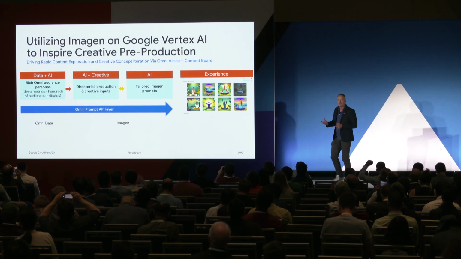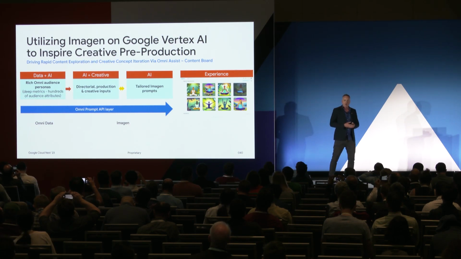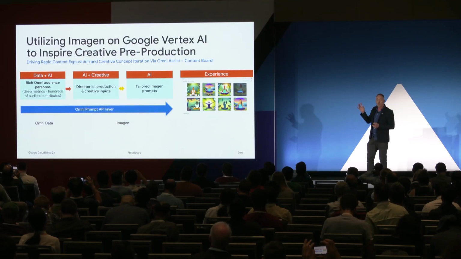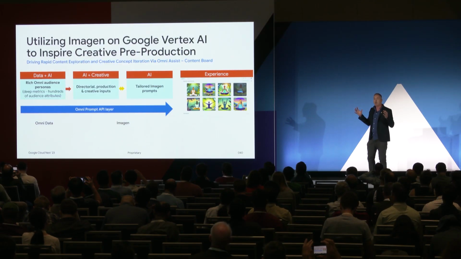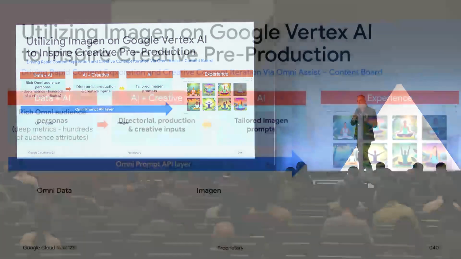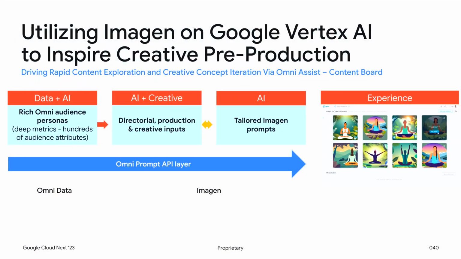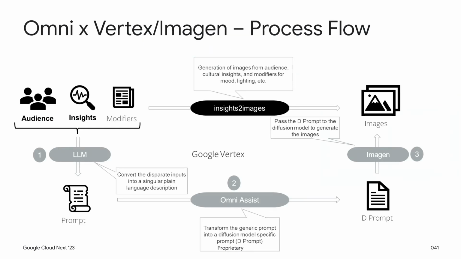I'm not a creative. I'm sort of a MarTech nerd, which is much less cool. But ultimately, I worked with our creative community to think about how we bring together the rich data that lives in our Omni platform with creative insights and prompts, feed that into Imagen, and then deliver a content experience. And I'll get into just a little bit of a sense of how we're doing that, and then we'll do a super quick demo or video demo of how it comes to life in our platform.